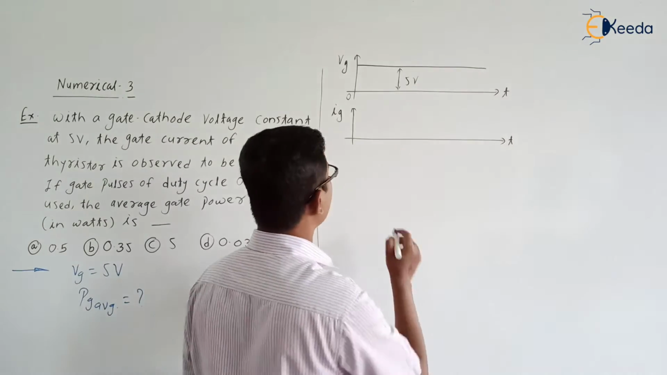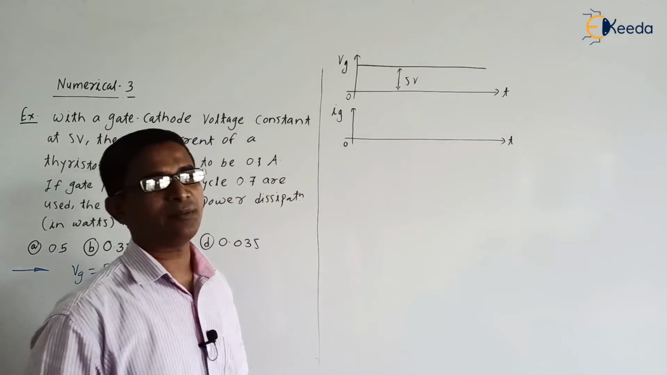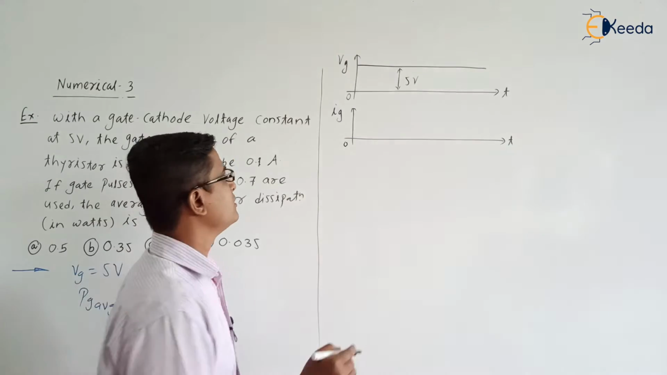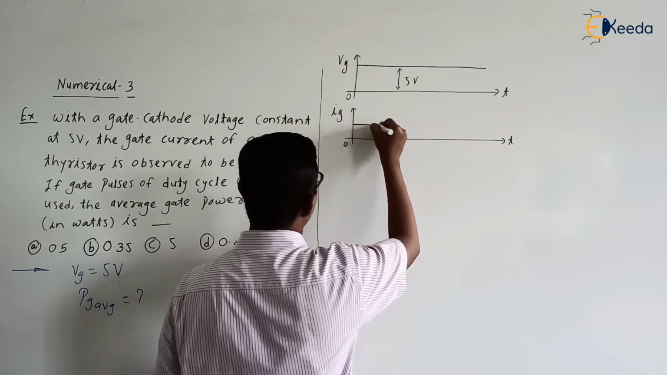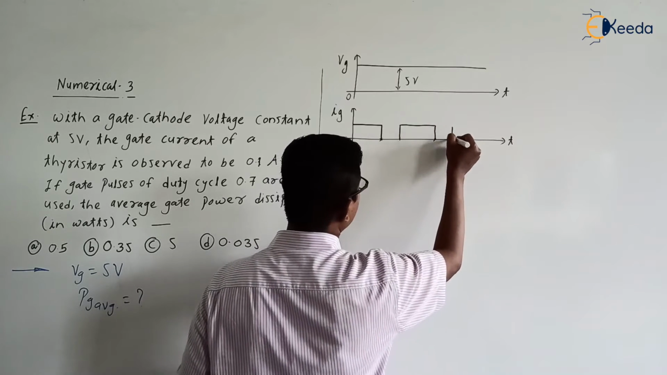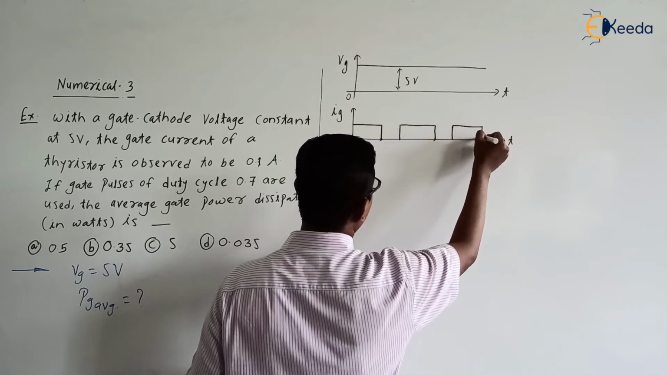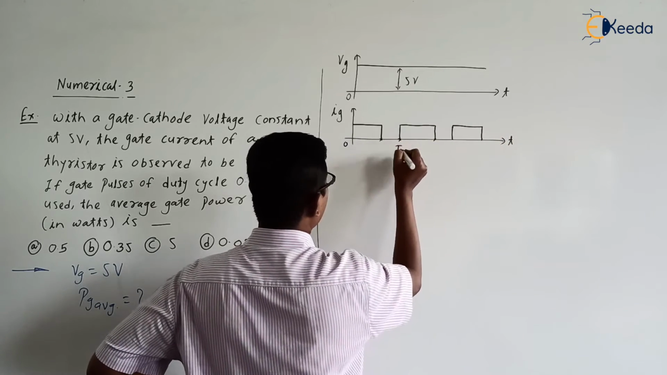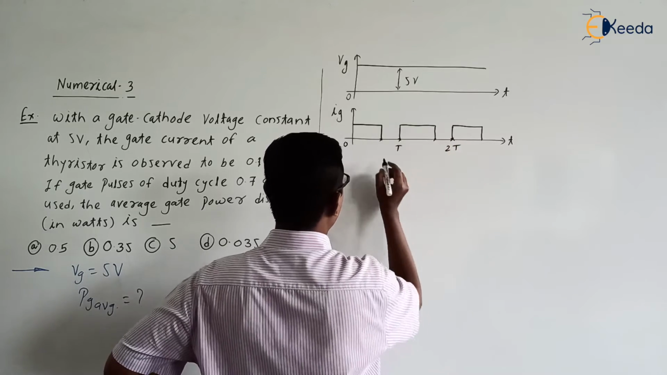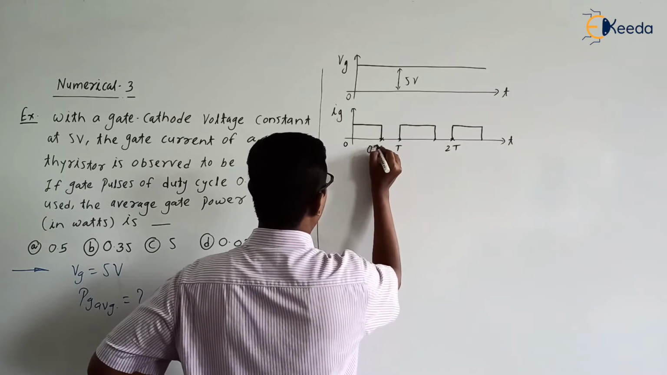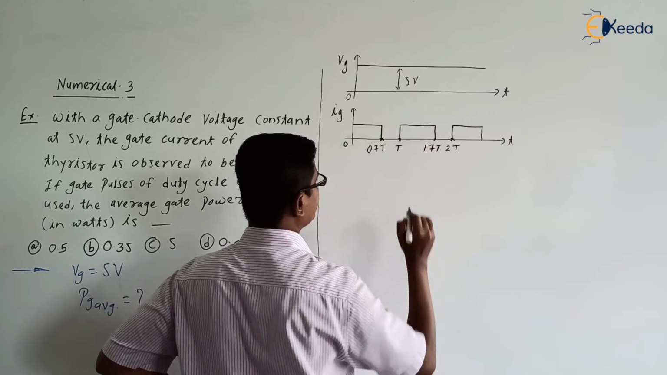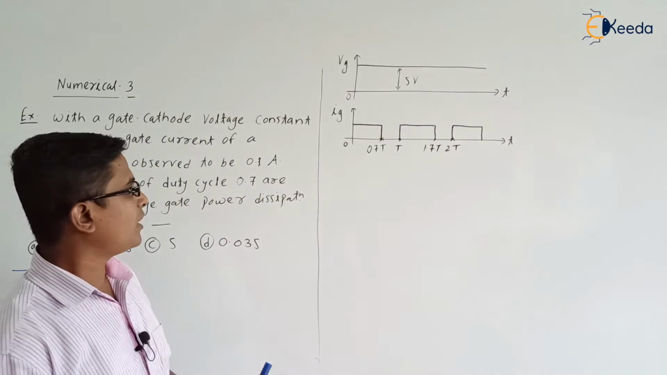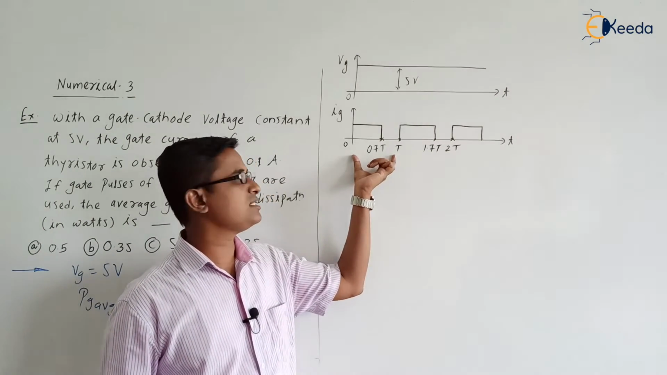So duty cycle means what? Duty cycle is nothing but the on time divided by total time. So 0.7 duty cycle means what? Suppose this is 0.1 ampere, and after that again it will be 0 and again non-zero. In this same way it goes on repeating. So this is T, this is 2T, and it indicates 0.7T, and this is 1.7T. If you check, the same pulse is repeating here, right?